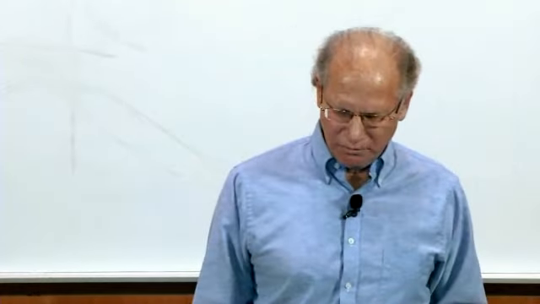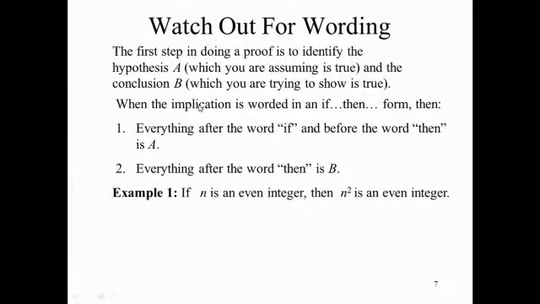So when an implication is worded in the form if something then something, then it's very easy to identify the hypothesis A and the conclusion B. Everything after the word if and before the word then constitutes the hypothesis A, and everything after the word then constitutes the conclusion B. Let's take an example. If n is an even integer, then n squared is an even integer. Terrific. What is the hypothesis A here?